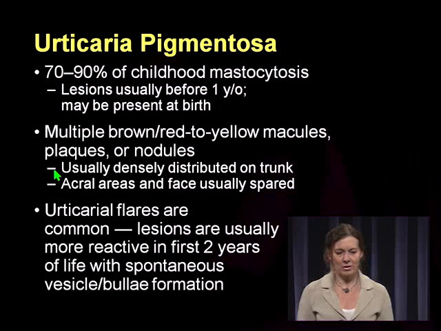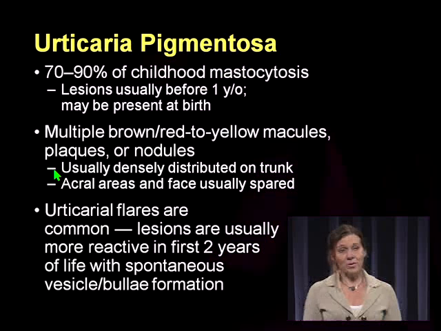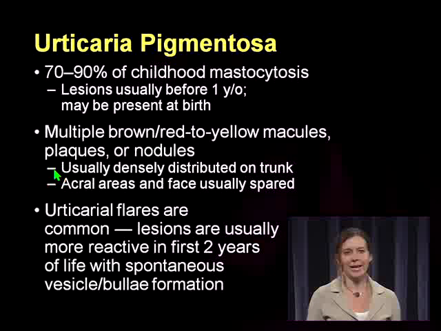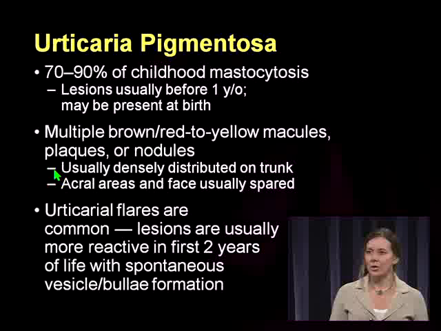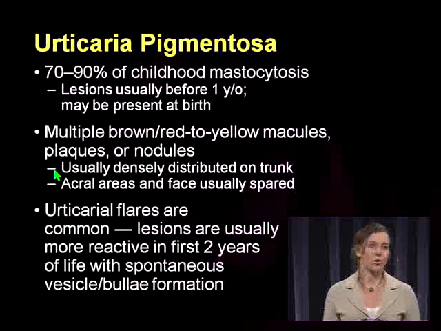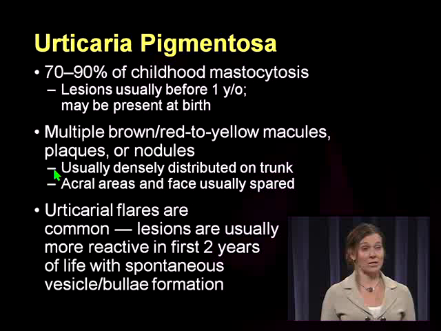So actually the most common form of mastocytosis in kids is urticaria pigmentosa. 70 to 90% of childhood mastocytosis is this form, and these are patients that have more than 5 cutaneous lesions. Similar to the solitary form, the lesions usually appear before 1 year of age and are frequently apparent at birth. The kids usually present with multiple red-brown to yellow macules, plaques, or nodules. They tend to be most densely distributed over the trunk, and there tends to be some sparing of the acral surfaces, and fortunately the face tends to be spared.